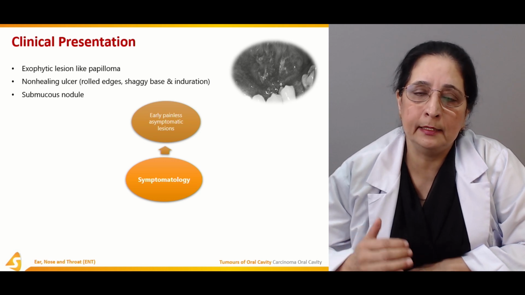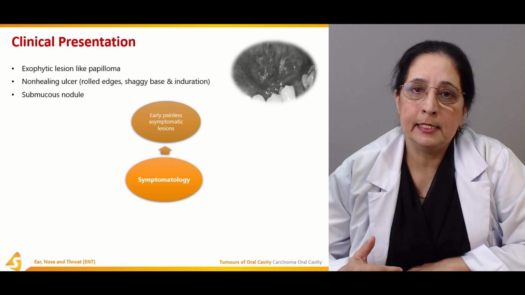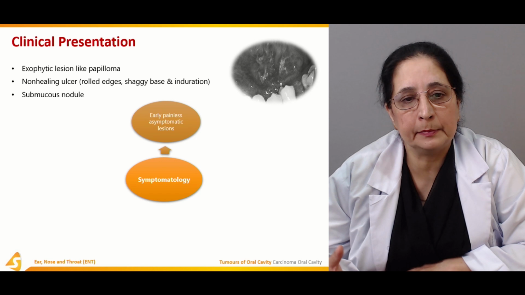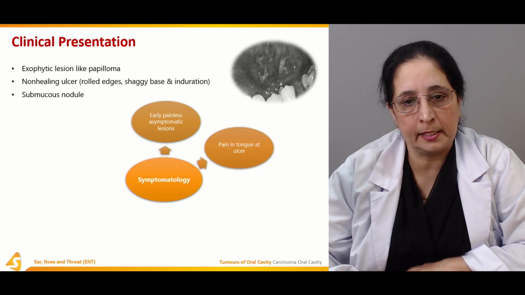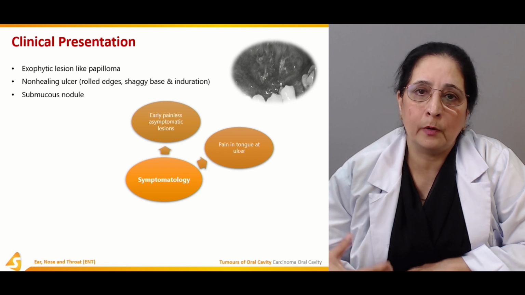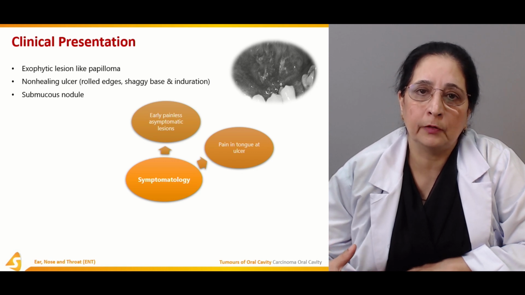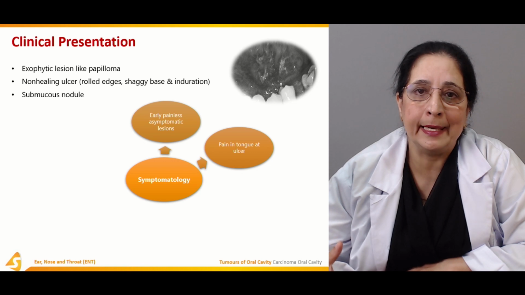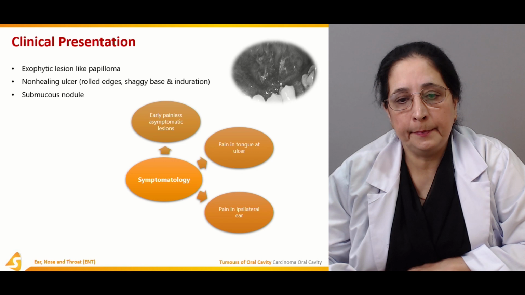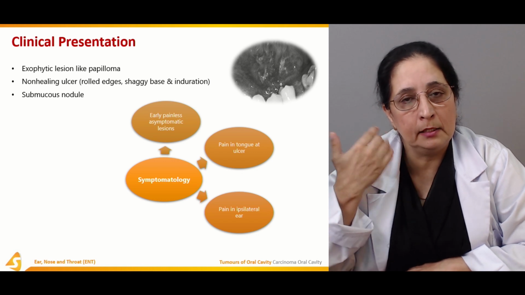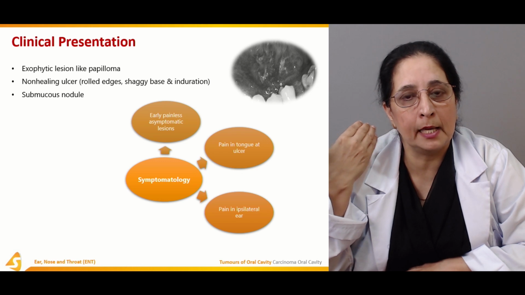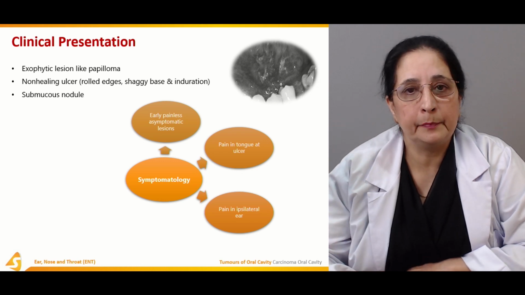So early in the staging it is asymptomatic, no symptoms are present, no pain is present in the early stage. Then as the ulcer forms and there is infiltration of the tumor, there is pain in the tongue. Pain is ipsilateral, on the same side. If this side of the tongue is involved, then on that side of the ear there is pain also.